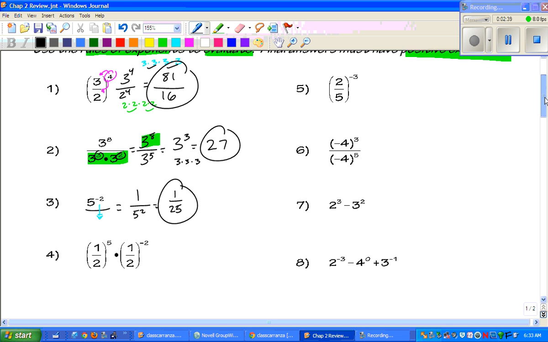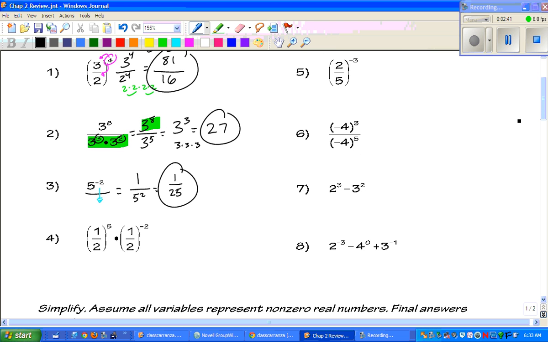All right, number 4. First, we need to distribute the exponent. So you have 1 to the 5th over 2 to the 5th. And now, let's rewrite this real quick just so it looks a little nicer. So 1 to the 5th over 2 to the 5th.